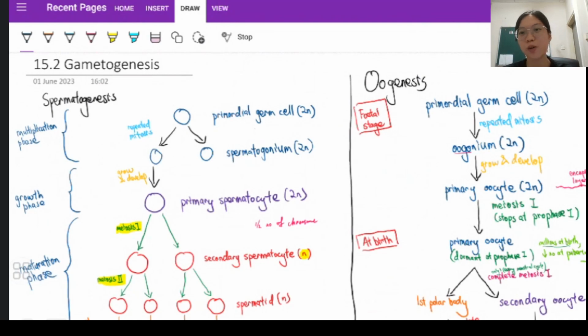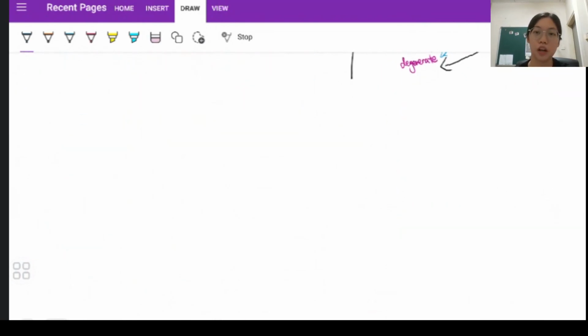The reason why it's hard is because you have to master the concept of mitosis and meiosis. So before I enter gametogenesis, which is the production of sperm, I would like to let you know how mitosis and meiosis affect the number of chromosomes. So we are not entering it first. I'm going to show you what mitosis and meiosis are. So let's take an example.